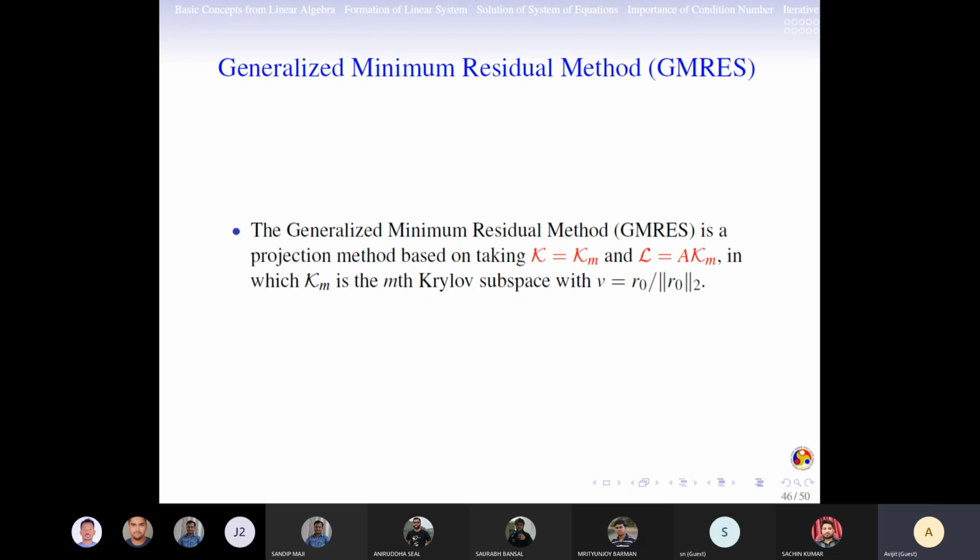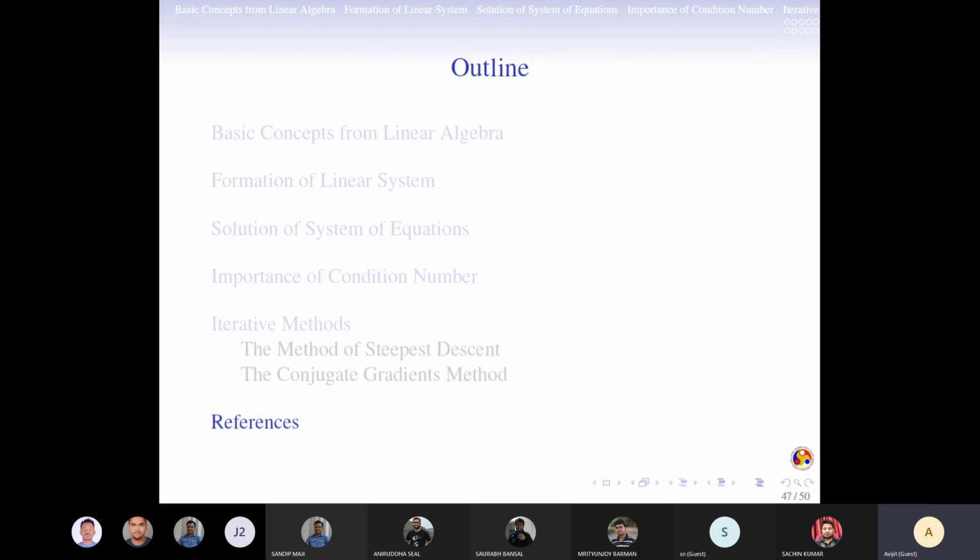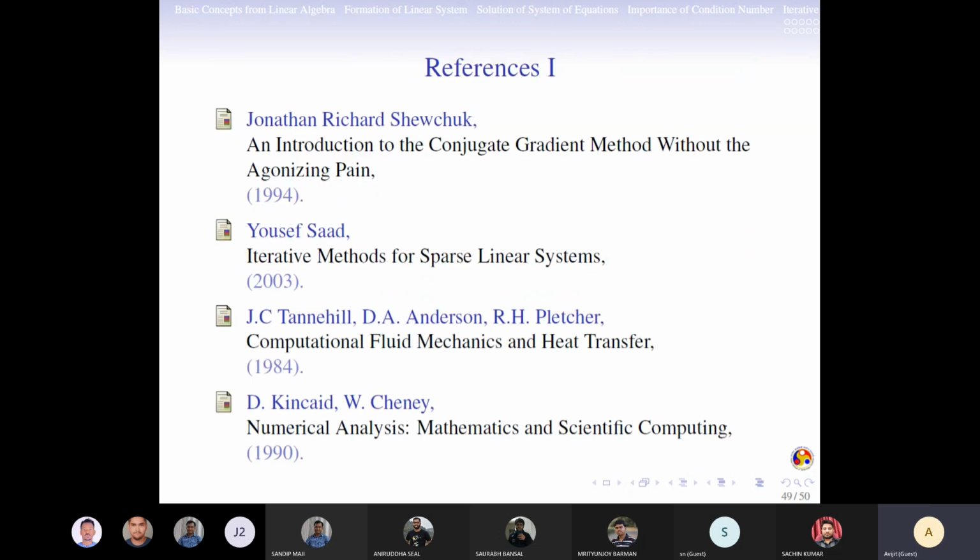This is used in GMRES, and I am not showing the algorithm or the detailed GMRES in this presentation, because that needs many things from linear algebra. And now some references here. This is Jonathan's paper, then Yousef Saad's Iterative Methods for Sparse Linear Systems. These are some CFD books, and this is Kincaid and Cheney's numerical analysis book, where I have collected the things.